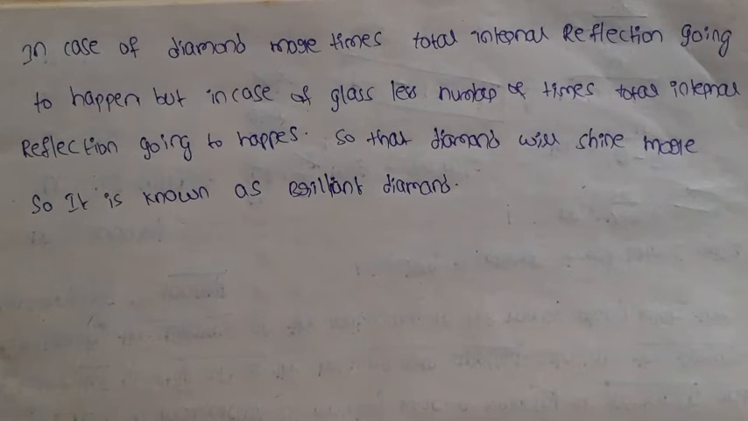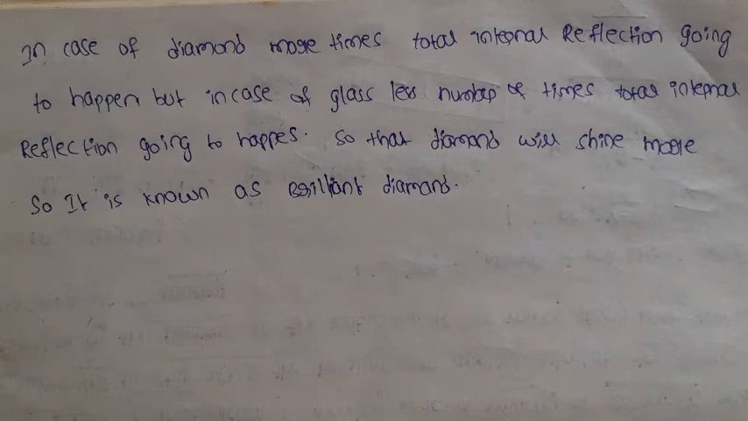So why is diamond known as brilliant diamond? In case of diamond, multiple times total internal reflection is going to happen. That's why it shines more. In case of glass, fewer times total internal reflection is going to happen. The next application of total internal reflection is the prism.